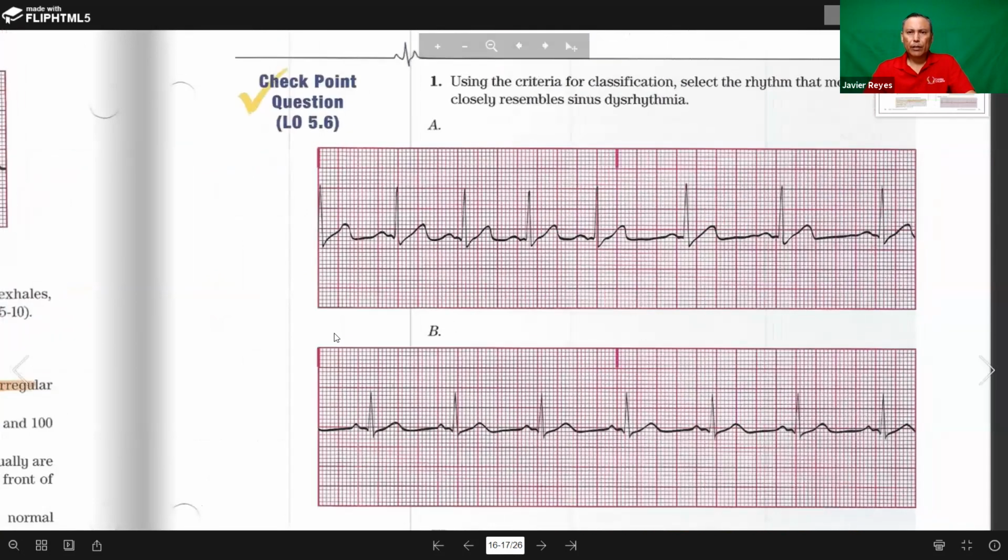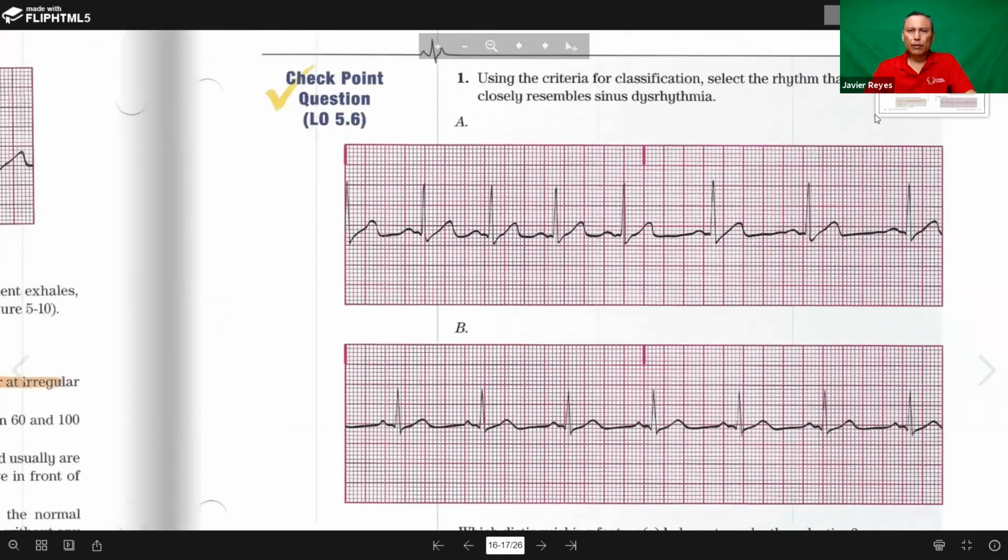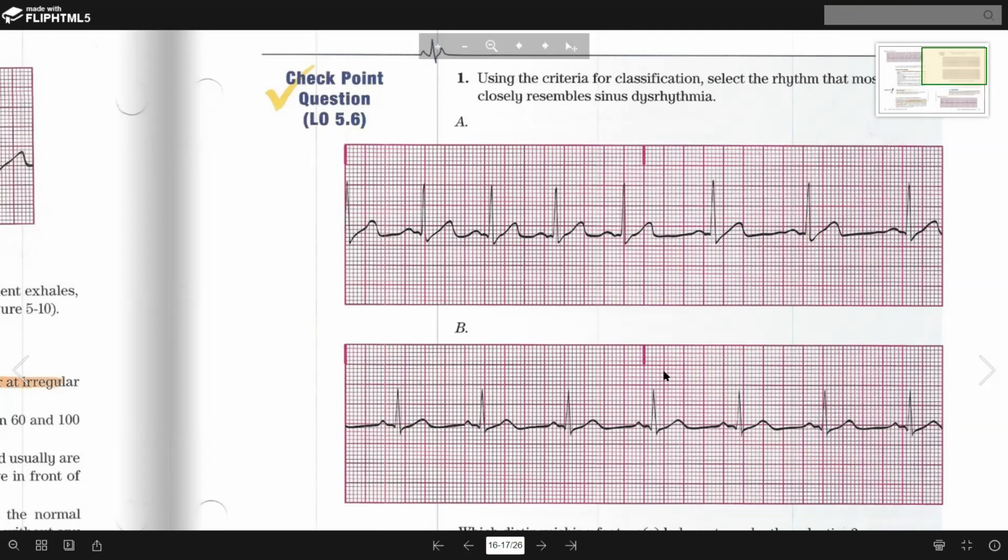Okay, using the criteria for classification, select the rhythm that most closely resembles sinus dysrhythmia. Which one would you say is sinus dysrhythmia? I think it's A. Why do you think it's A? Because it's widened. It's wide, yeah, like the P wave.